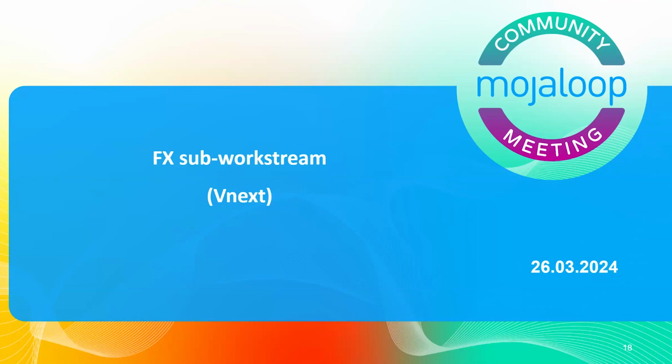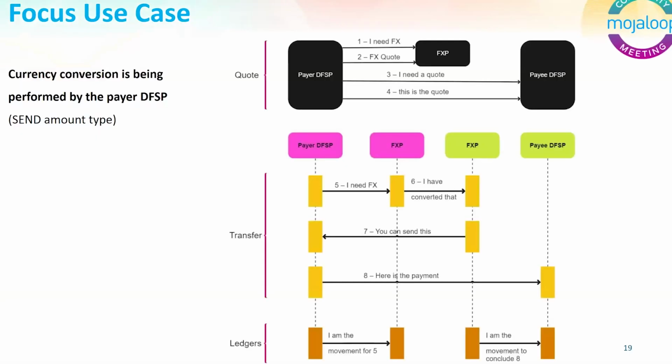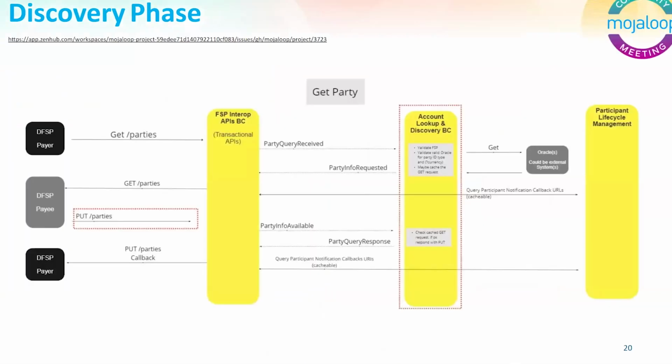Thank you, Paul. Hello, everyone. My name is Al, CTO of this company. Today, I'm going to present the vNext FX workstream progress and also the changes that we are making. Currently, in our implementation, we are using PSI conversion only, with the amount type as send. For the discovery phase, we are now making changes in account lookup, and on the DFSP side, we are adding the put party call with supported currency changes.